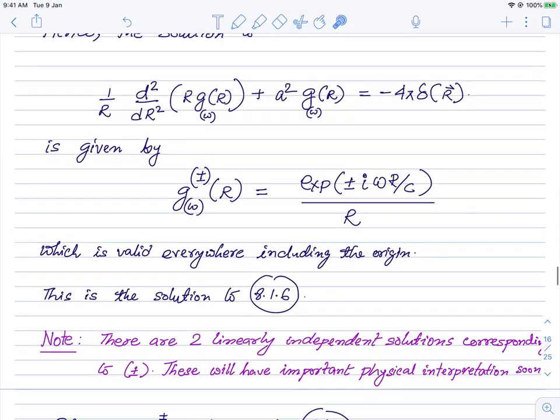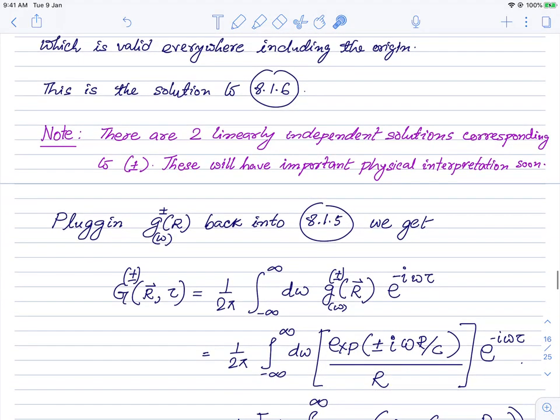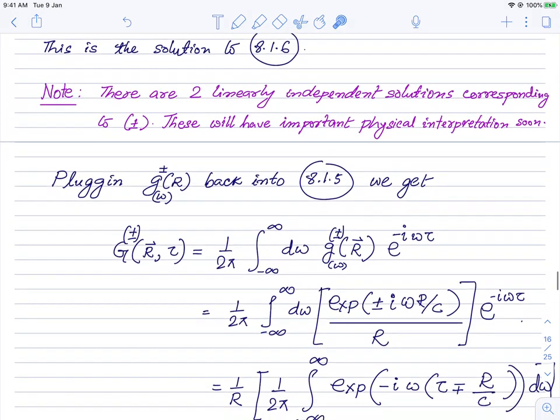Okay, so basically there are two solutions corresponding to these two signs, plus minus. There are two solutions, and these two solutions have a name. The one with the plus sign is called the retarded solution, as you will see, and I will justify that name very soon. The one with the minus sign we call the advanced solution. And the reason for this is as follows.